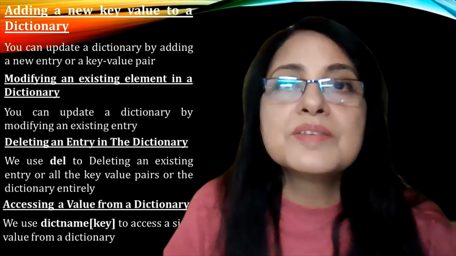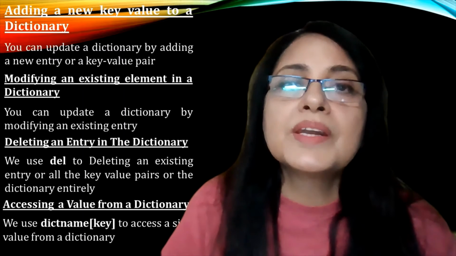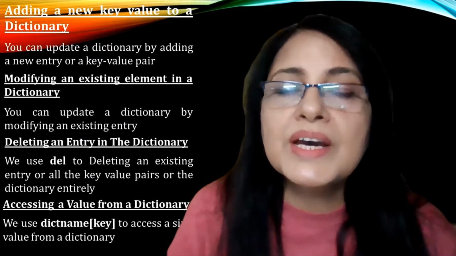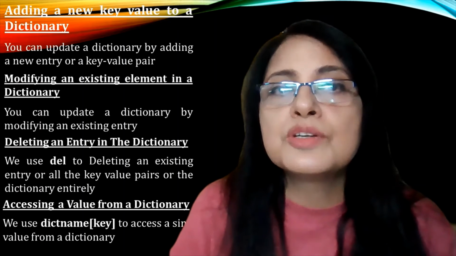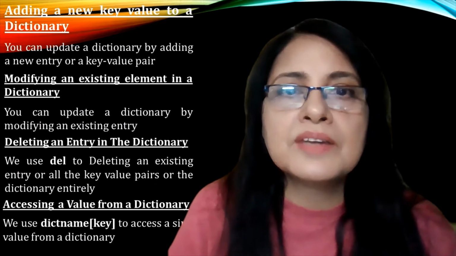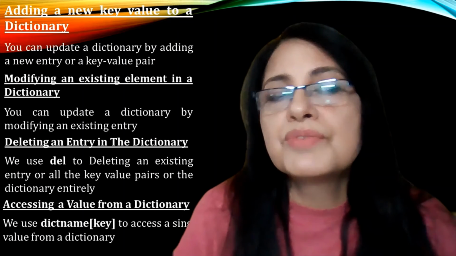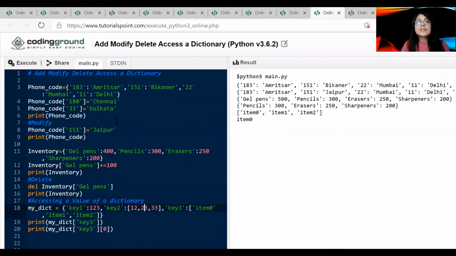Since the dictionary is a mutable data structure, you can add a new key value pair to the dictionary. You can modify an existing element in the dictionary, or you can delete an entry from the dictionary. You can also access a value from a dictionary. Since a dictionary is a mutable data structure, we can add and modify it.